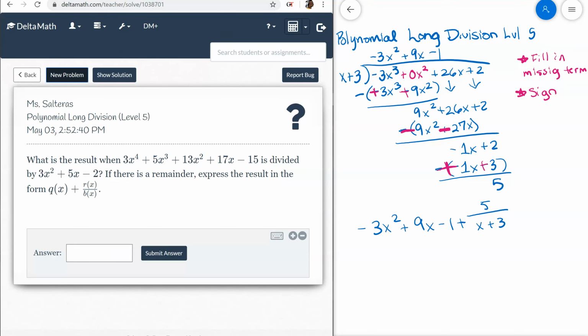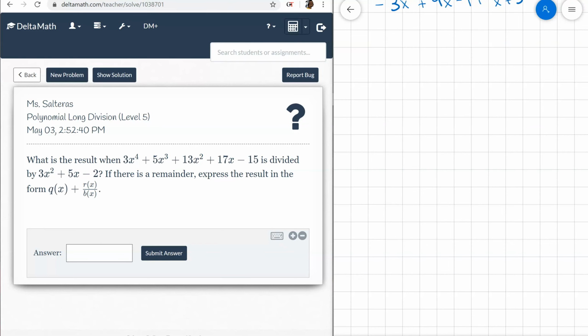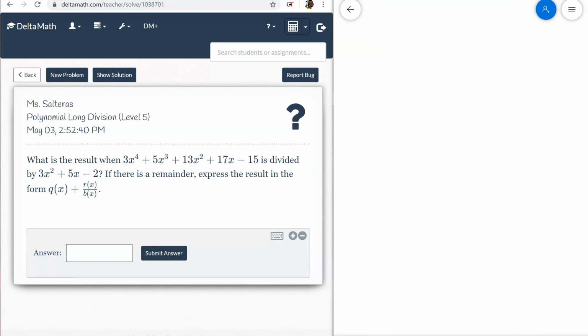All right, so here is our example with the trinomial as your divisor. So I'm going to lift this up. This is going to be our second example. So we have 3x squared plus 5x minus 2. The dividend is 3x to the 4th plus 5x cubed plus 13x squared plus 17x minus 15. No terms are missing, so you don't have to fill in anything. So we're just going to go right into it.